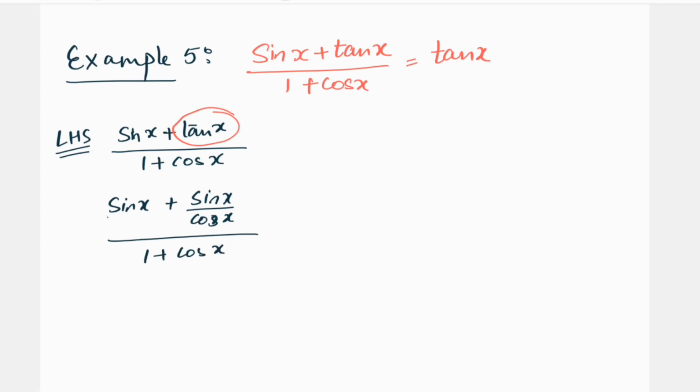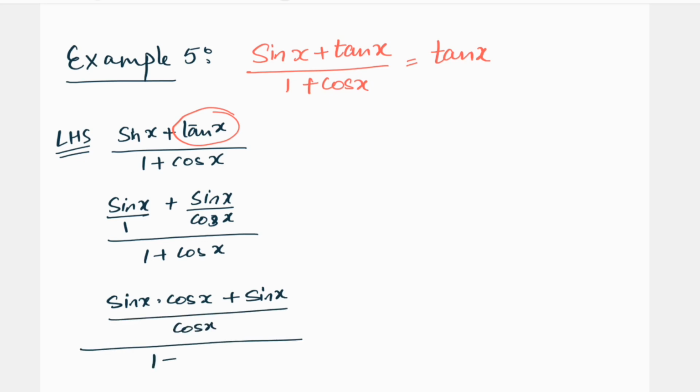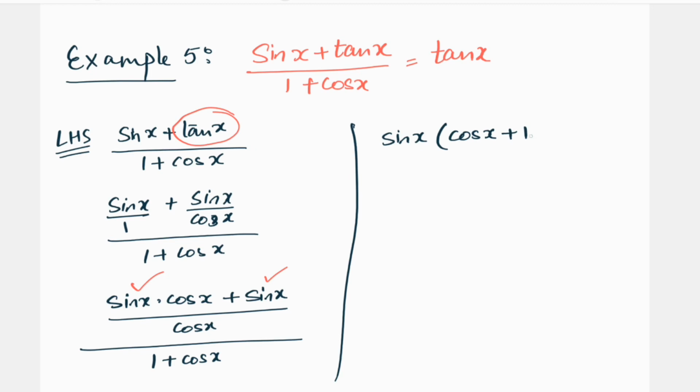All right, so now we can multiply with cos x. So just solve that top fraction, solve the numerator. So we will have sine x times cos x plus sine x, whole over cos x, and then whole over 1 plus cos x. All right, now we can take sine x common. So with sine x common, we are left with cos x plus 1 over cos x, over 1 plus cos x.